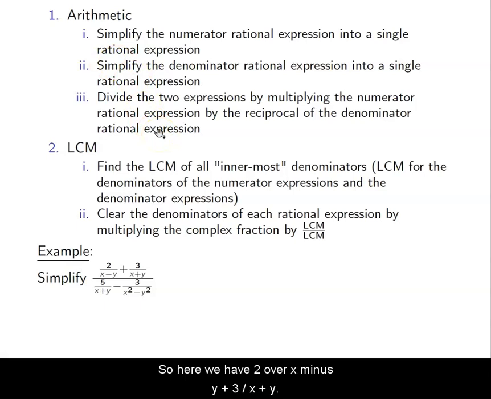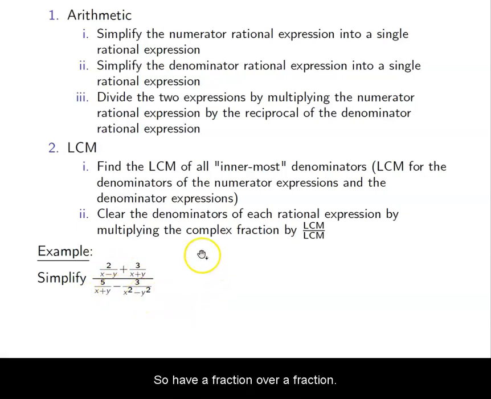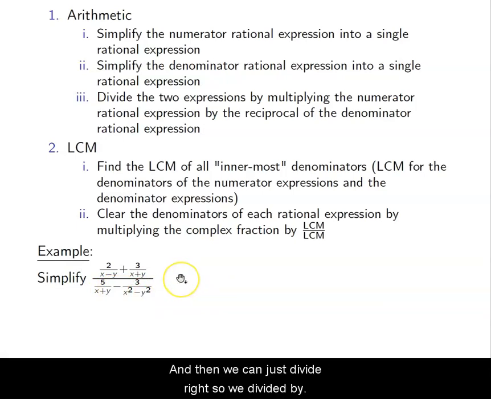Okay, so here we have 2 over x minus y plus 3 over x plus y divided by 5 over x plus y minus 3 over x squared minus y squared. So again, we have a rational expression in the numerator, a rational expression in the denominator. What we're going to do is simplify this to a single rational expression. So we'll have a fraction over a fraction, and then we can just divide, right? So we divide by multiplying by the reciprocal of the denominator.